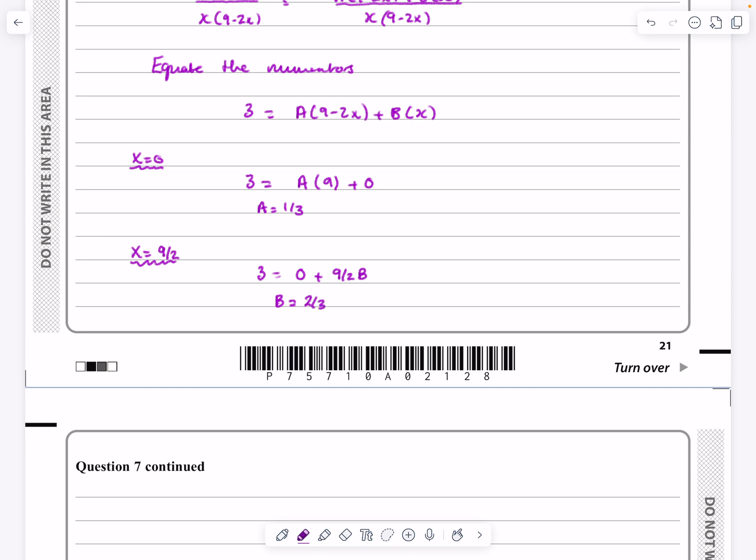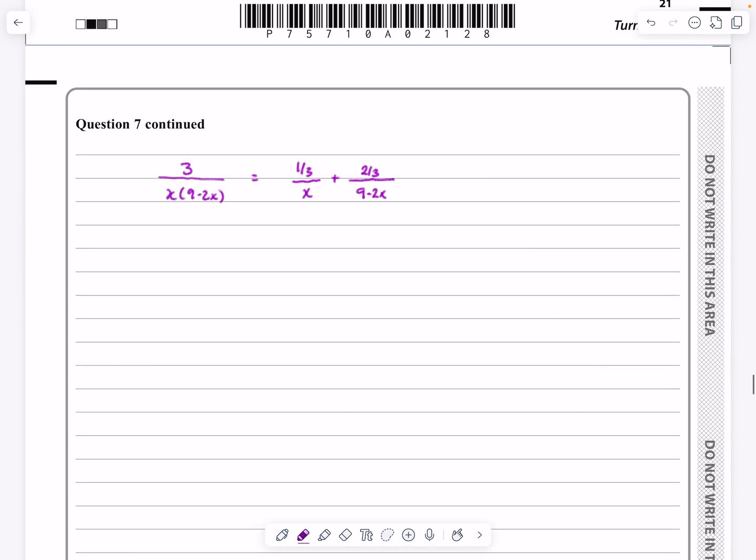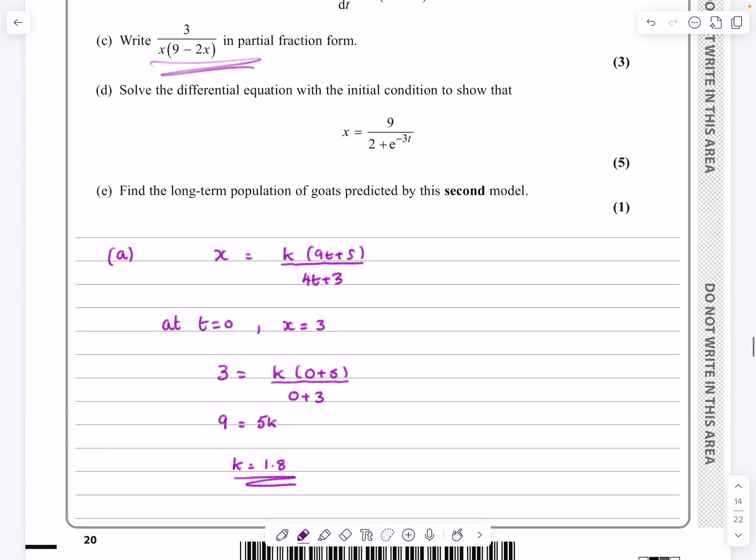So if I have that situation, then my original fraction, 3 over x(9 minus 2x), is equal to a, that was 1/3 over x, plus b, that was 2/3 over 9 minus 2x. And let's just tidy that up. Let's just make that look a little bit more reasonable. That would be 1 over 3x, and it would be 2 over 3(9 minus 2x) there as the partial fraction.